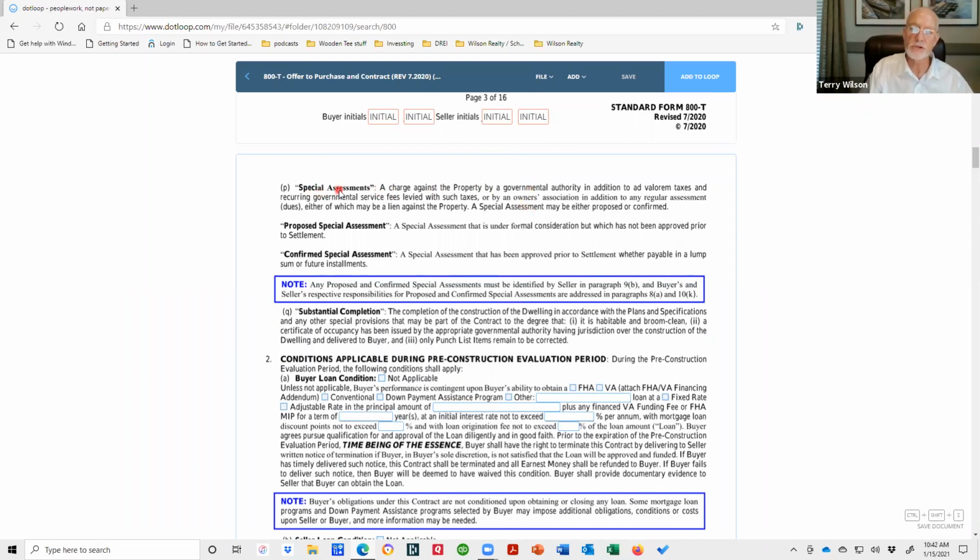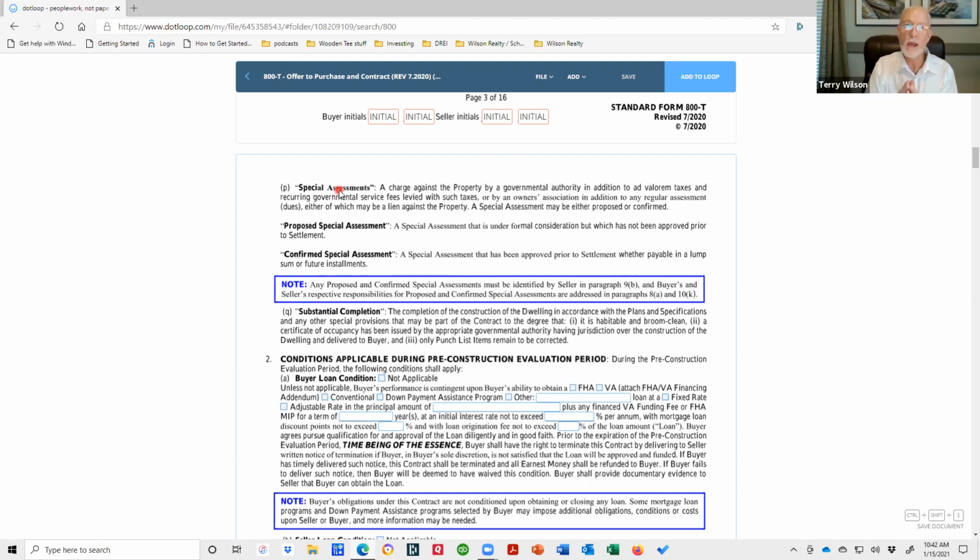Remember, when it comes to special assessments, buyers will pay proposed special assessments. These are things that are under formal consideration by the government or the HOA. A special assessment is something like the neighborhood wants speed bumps installed. So the neighborhood wants the government to install speed bumps. What's going to happen is that the local government says, yes, we will install speed bumps, and they are going to apply a special assessment tax to just those homeowners to pay for the speed bumps.